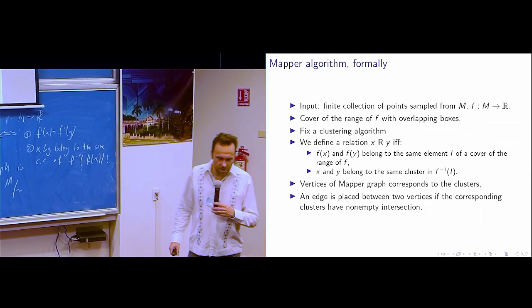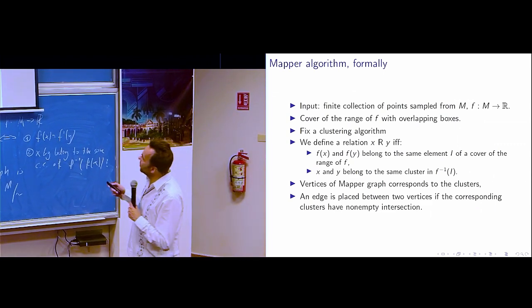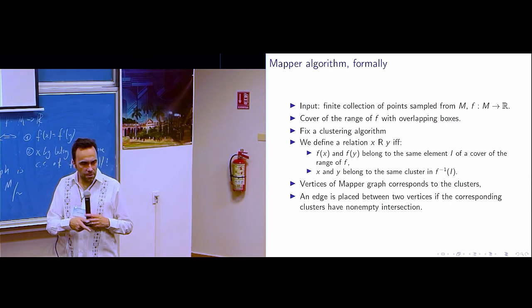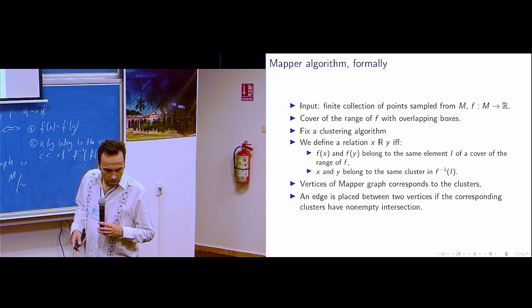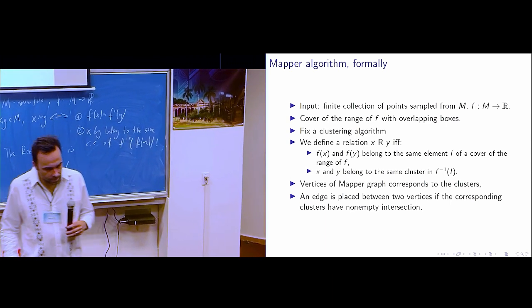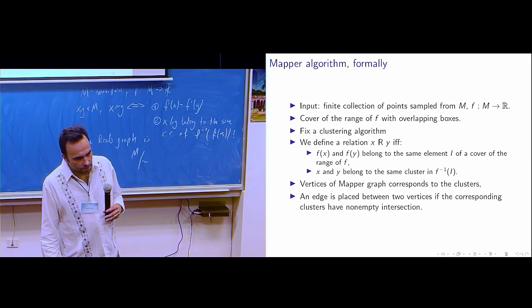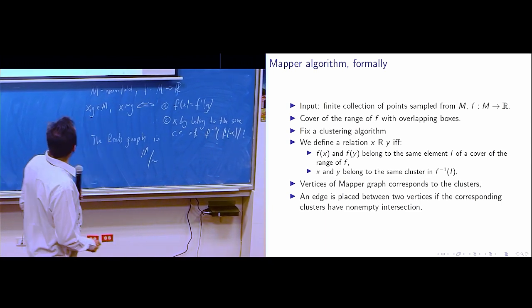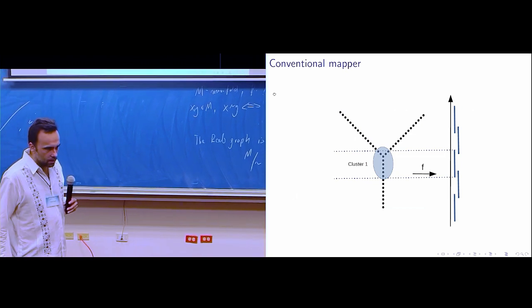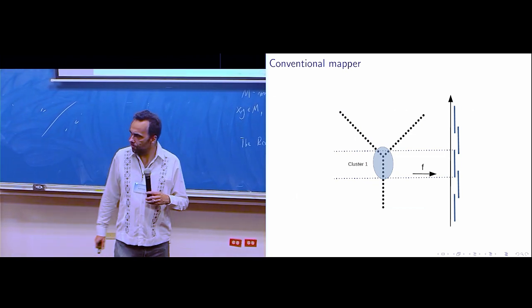So let me just summarize it. So what we need is, yes? The mapper is the nerve? Yes, the one-dimensional nerve of the cover we are getting from those clusters. Okay. Any other question?